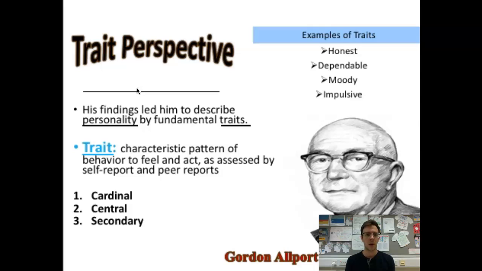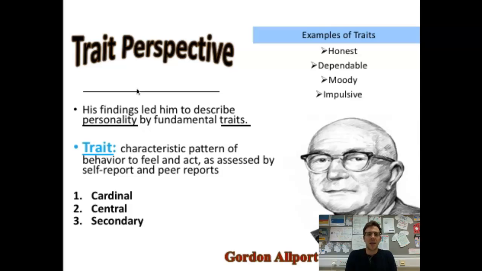So let's say you're talking about these three categories here that he also developed in this theory. You got cardinal, central, secondary. Each trait that shows up in your personality falls under one of these categories, right? Under one of these levels, according to Allport. And so cardinal is that which is dominant. Okay, your dominant, pivotal roles that show in your personality.